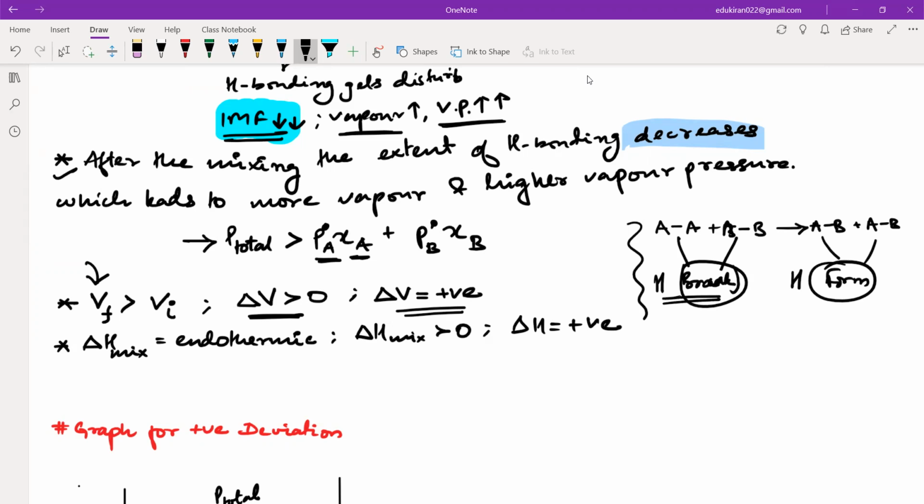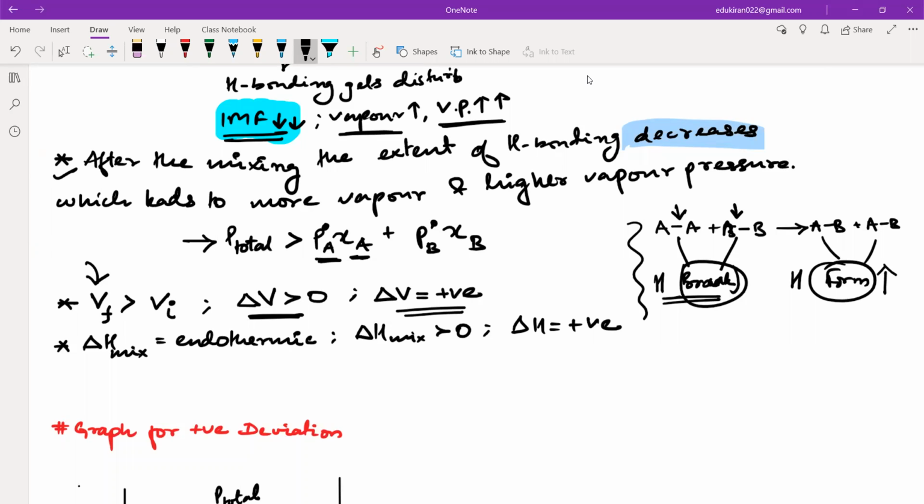Now, when this particular hydrogen bonding breaks, we will be putting in energy, and that energy will be dependent on the magnitude of intermolecular forces of attraction. If the force of attraction is higher, more and more energy will be required. Now, when we are forming this, it will also depend on intermolecular force of attraction. If the intermolecular force of attraction is higher, more energy will be released.